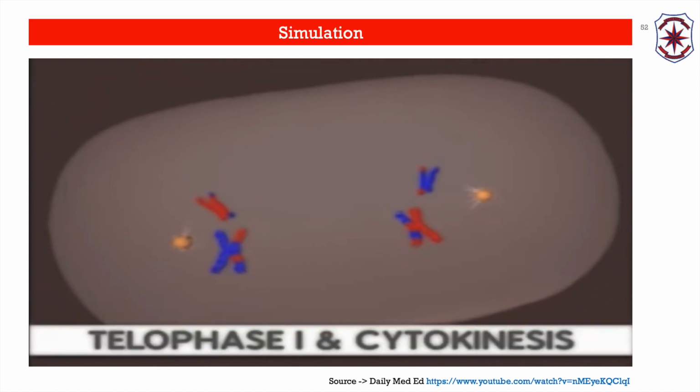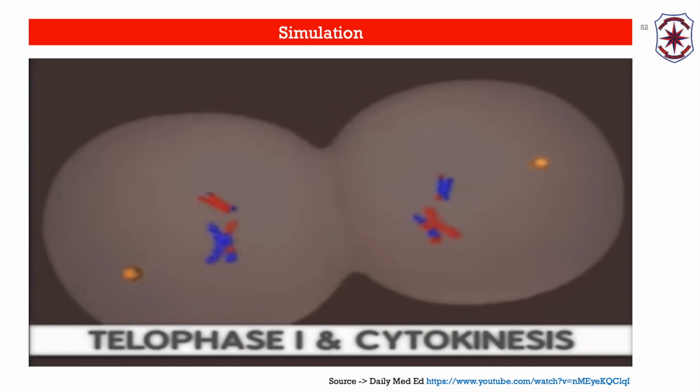Now, during telophase 1, as you can see, we have half the number of chromosomes at the opposite poles of the cell. Cytokinesis is going to happen. What did we say cytokinesis is? We said that cytokinesis is the division of the cytoplasm. Remember, the word kinesis means to divide. Cyto refers to the cytoplasm. So cytokinesis is the division of the cytoplasm.